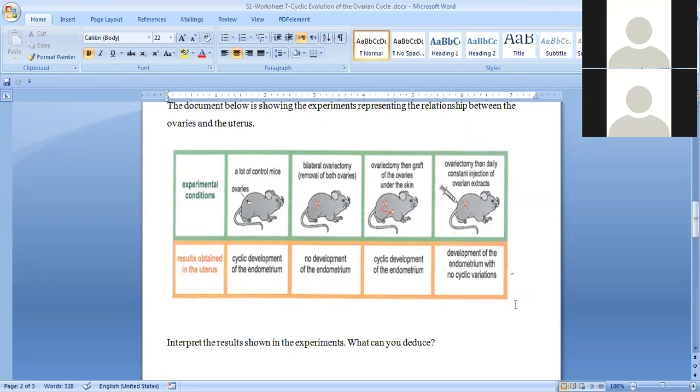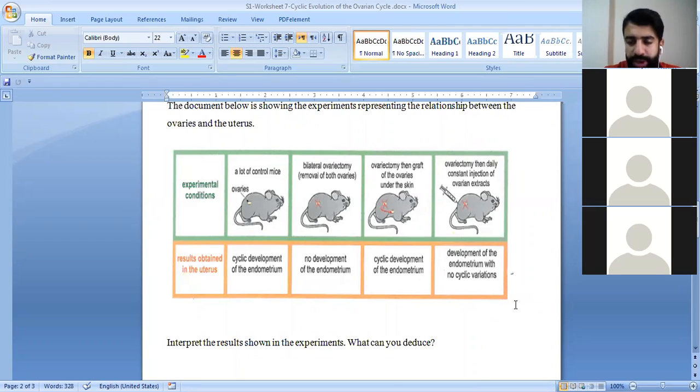The last experiment. Good morning, Badia. So the fourth experiment, what did they do? In experiment 4, in the mouse, we conducted ovariectomy, then daily constant injection of ovarian extracts. The result obtained was development of the endometrium with no cyclic variations. Okay, exactly. So we have development of the endometrium with no cyclic variation.